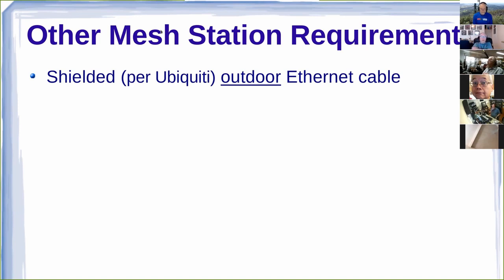Ubiquiti recommends shielded, and if you're in an area of the country that's prone to lightning storms or on any hilltop, you'd want to do that. Places where the weather's a lot more benign, like here in Southern California, I would say shielded is optional. I don't put shielded cable up on my tower, and I've never had an issue, knock on wood. And it's much easier to deal with if it's not shielded. It's quite stiff.